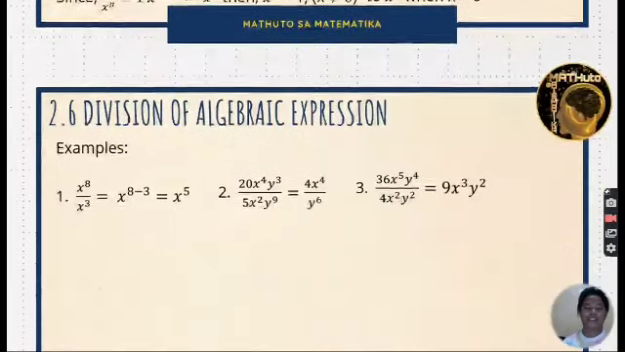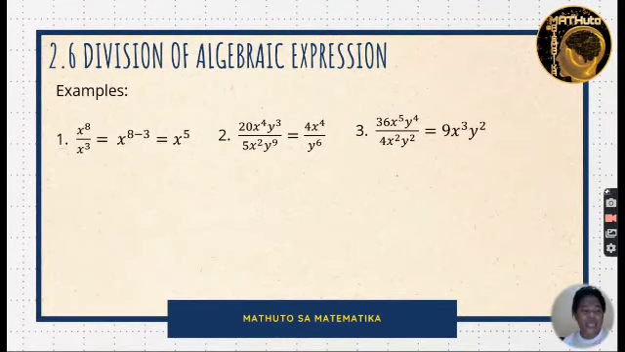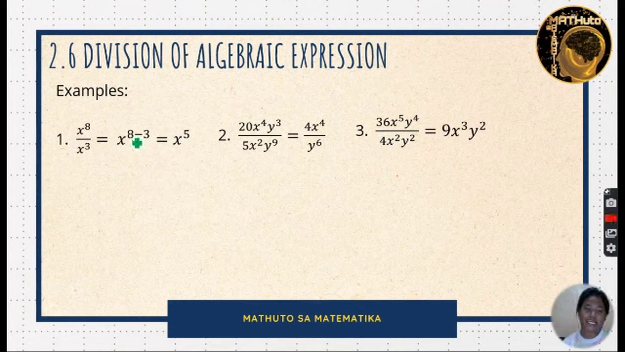Let's proceed. Examples. X to the 8th power divided by x cubed. So, we're going to subtract. X raised to 8 minus 3 is equal to x to the 5th power.